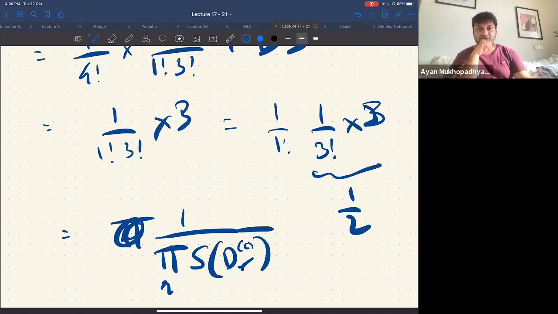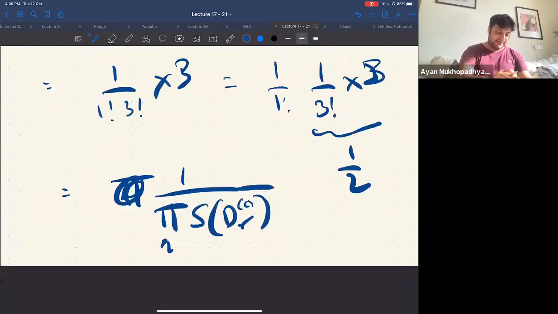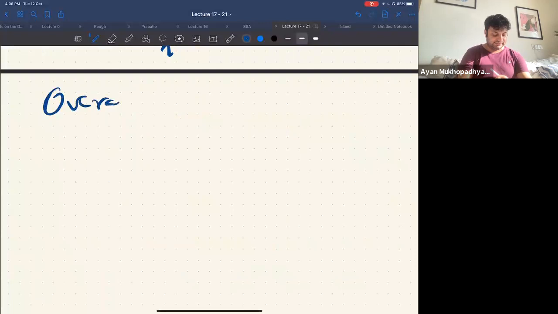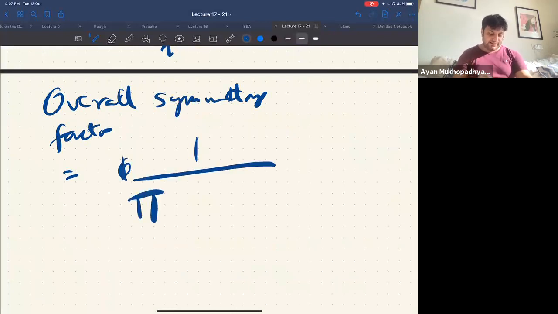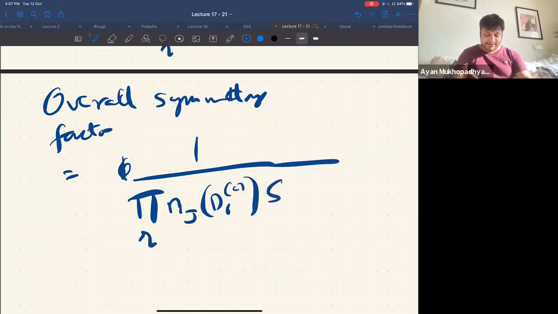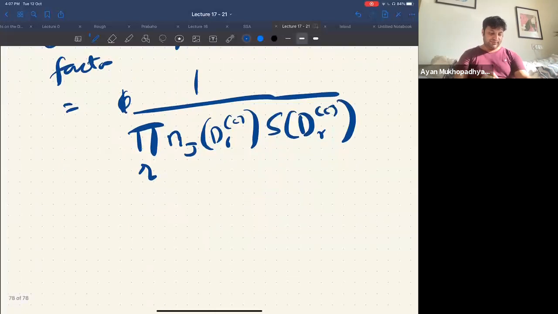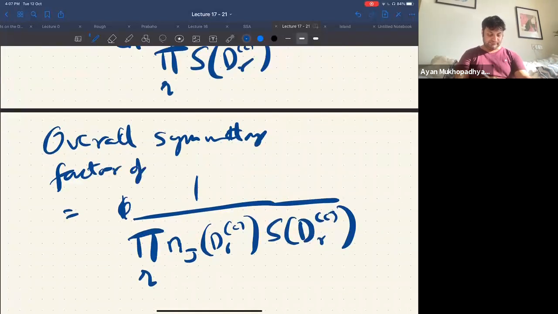Up to here, you're fine? Okay, just think over it. So the overall symmetry factor is like this. What we have got so far is 1 over the product of S_conn,i, and that would be the overall symmetry factor of D, right?